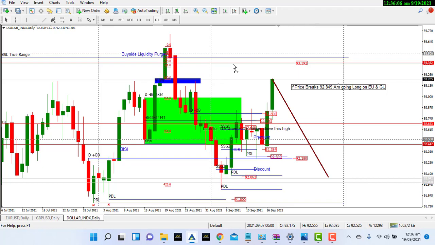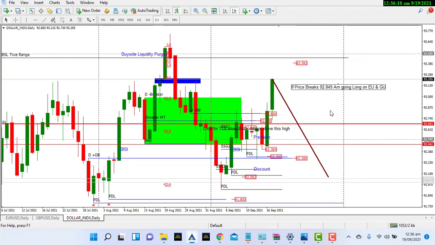You know, this is trading and it's all about probability, and we just have to manage our risk and put on sizes that we are willing to risk. So that is that. Let's see what happens.